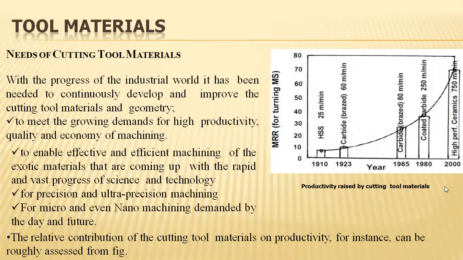PCBN tools came into existence, which we'll be calling polycrystalline cubic boron nitride tools. So these are also materials that play a major role for working at a high speed and depth of cut, and can process at an MRR rate of 1400 meters per minute.